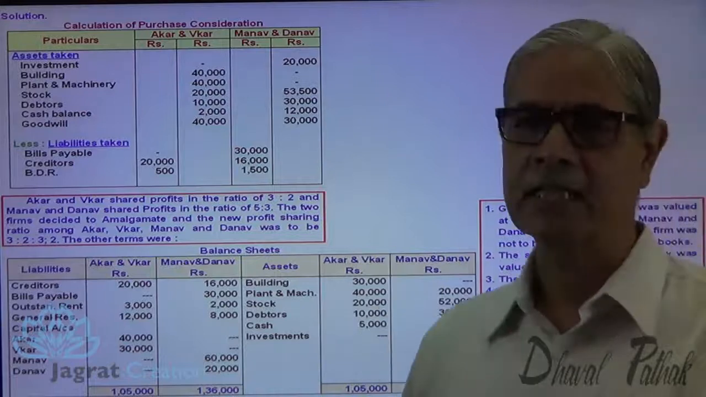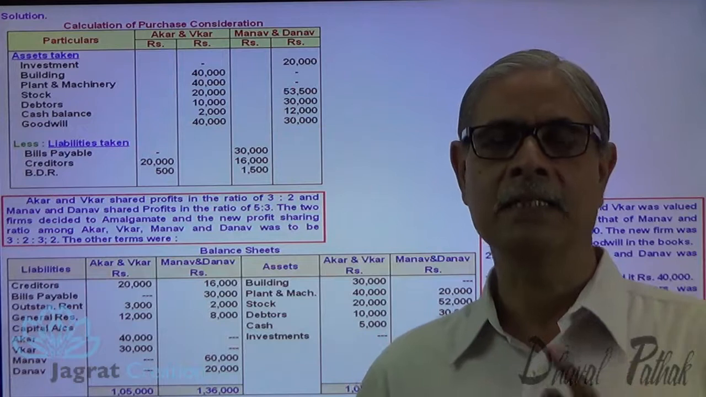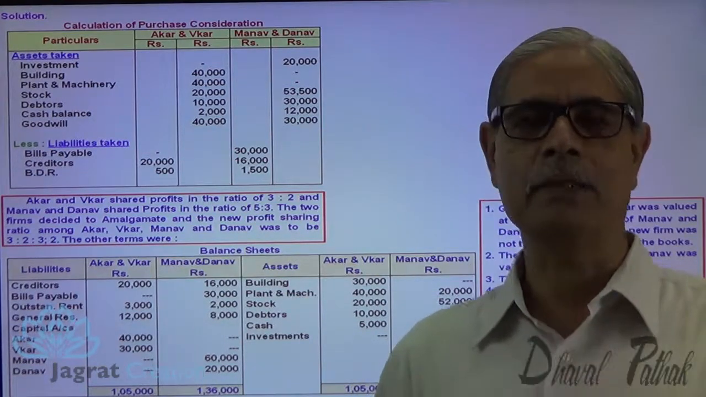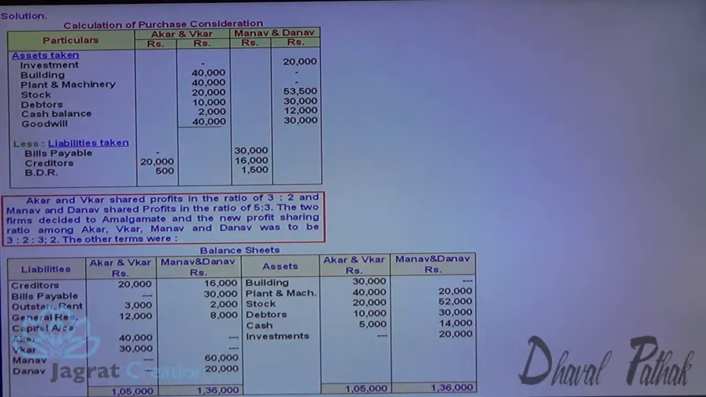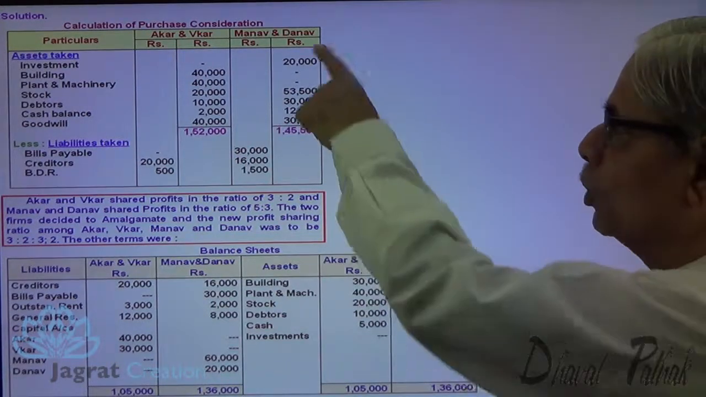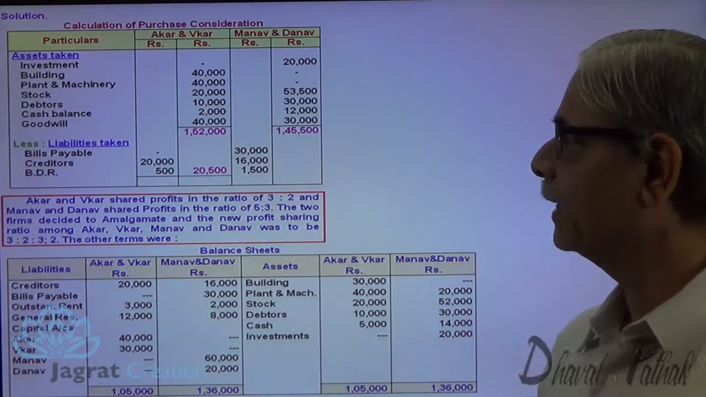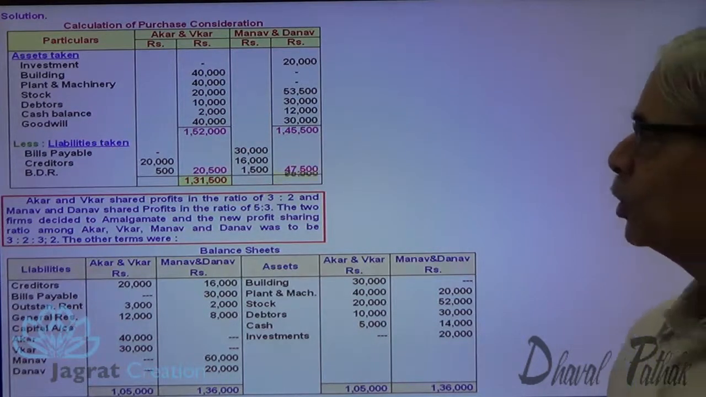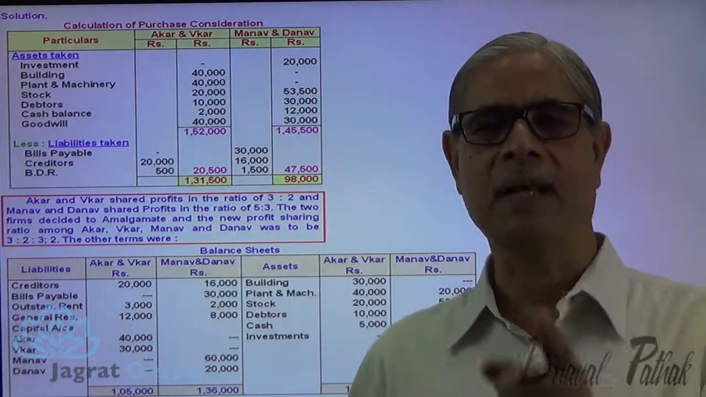From the total of assets, liabilities are deducted, you will get the net assets, that is the sales price of a business for a vendor firm, and it is same as purchase price of a business for a purchasing firm. So now you are required to find out the total of assets. Total of assets like 45,500 minus 20,500 and 47,500. So this is the purchase price. This is the price at which the business is purchased, or this is the price at which the business is sold.